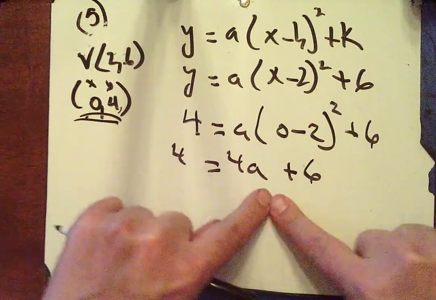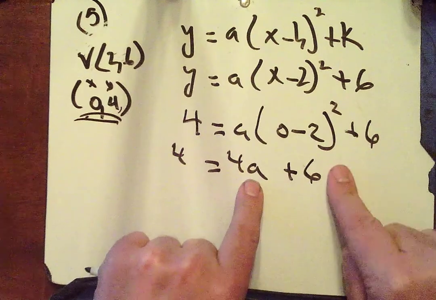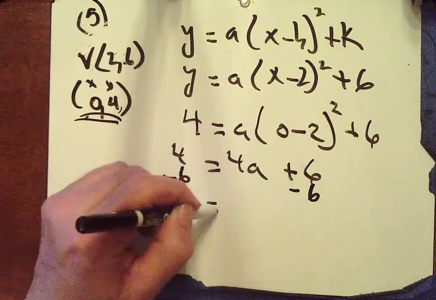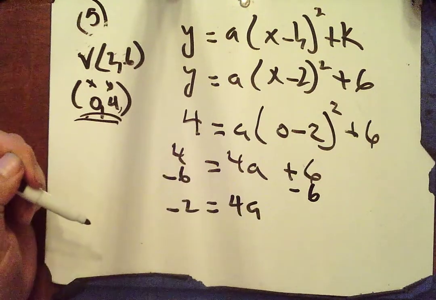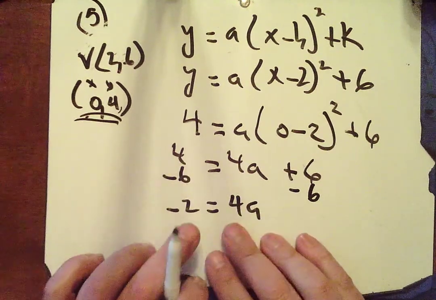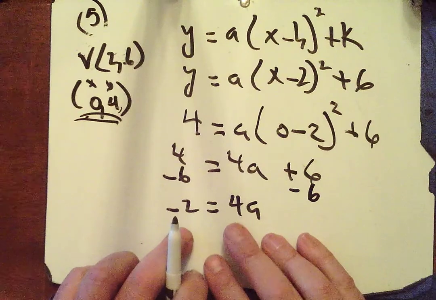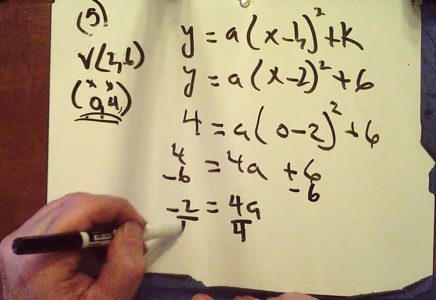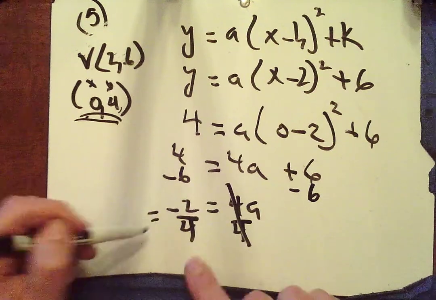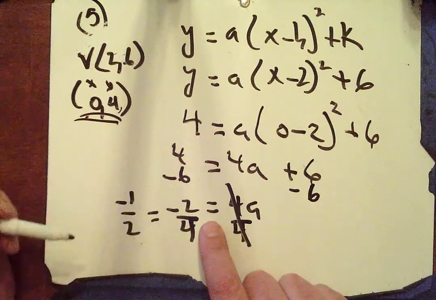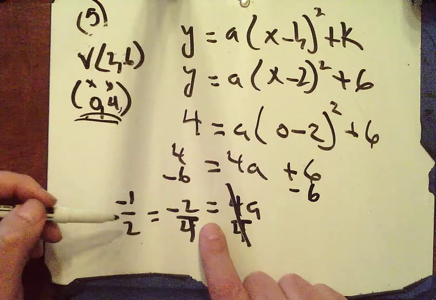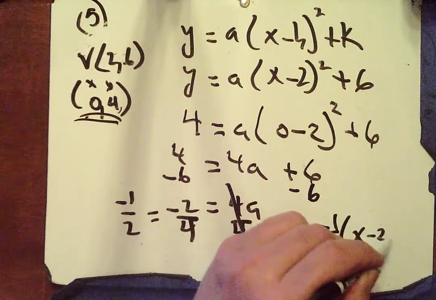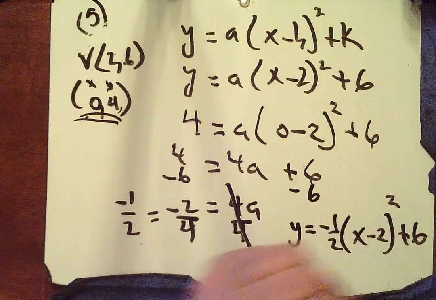No, you can't join them. One has an a, one does not have an a. You could subtract 6 from both sides, and you get negative 2 equals 4a. Again, at this point, there are some people who come up with an a value of negative 2. Those people should slow down and show the step, because they're more likely to realize, oh, no, not negative 2, negative 1/2. So y equals negative 1/2 (x minus 2) squared plus 6.